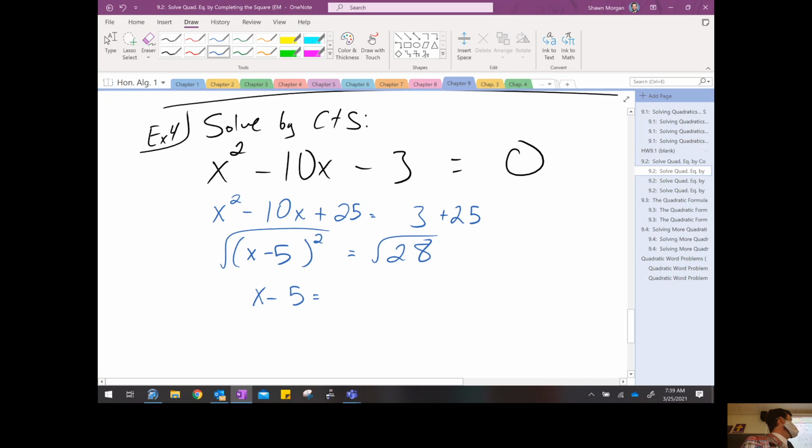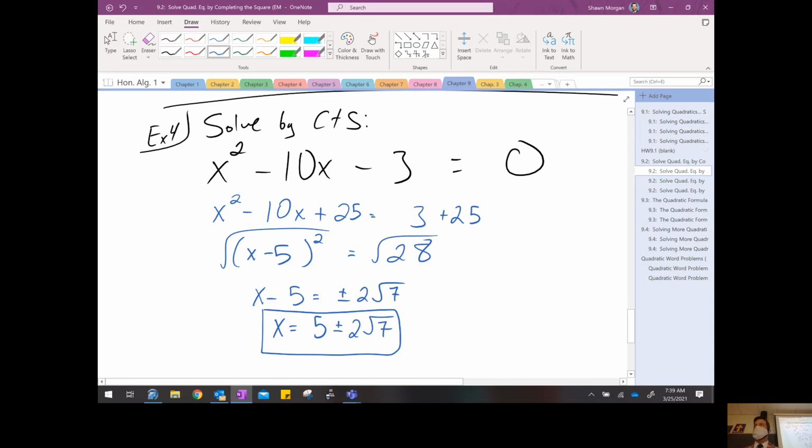Andrew, can you simplify the square root of 28? Fabulous. So I'm going to have plus or minus 2 square root of 7. I would venture a guess that some of y'all forgot to simplify the square root of 28. Let's make sure we don't forget that. And then the last step would be to add 5, and so we got x equals 5 plus or minus 2 square root of 7.